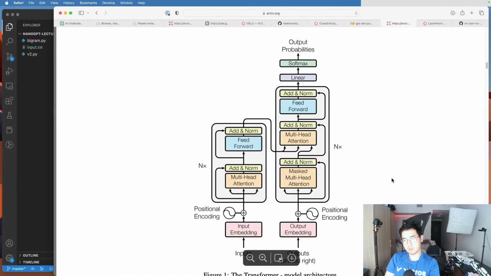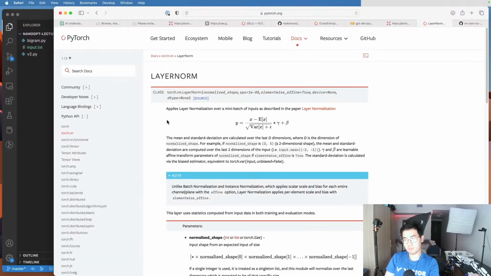Okay, and the second innovation that is very helpful for optimizing very deep neural networks is right here. So we have this addition now, that's the residual part. This norm is referring to something called layer norm. So layer norm is implemented in PyTorch. It's a paper that came out a while back here.